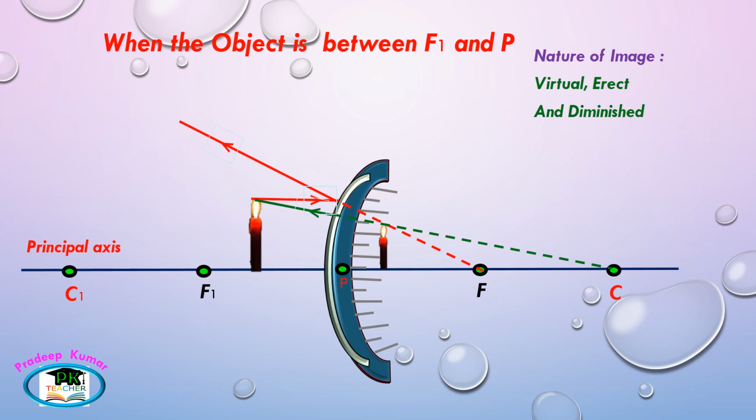In all above 5 cases, that is, when the object is beyond C1 and on C, between C1 and F1, on F1 and between F1 and P, the image is formed between P and F. The nature of image for all cases is virtual, erect and diminished.